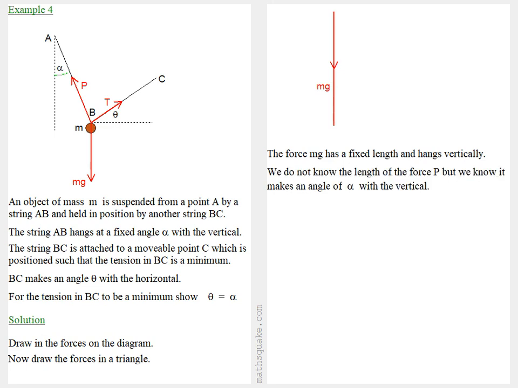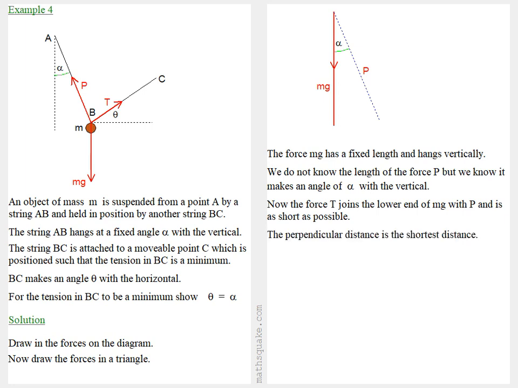Now, we don't know the length of the force P, but we know it makes an angle alpha with the vertical. So we can draw an angle alpha. Now the force T joins the lower end of mg with P and is as short as possible. Now the perpendicular distance is the shortest distance. So we can now draw T. And finally, we can also draw P.